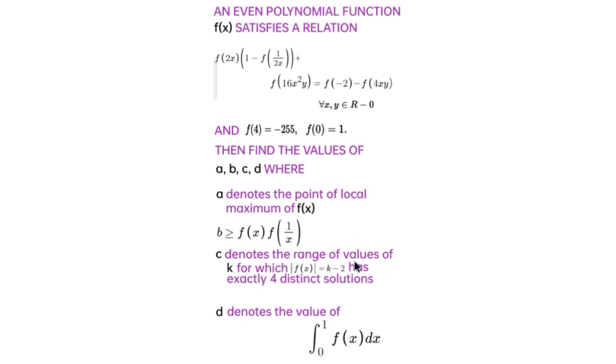And c denotes the range of values of k for which mod of f of x is equal to k minus 2 has exactly 4 distinct solutions. So for this f of x, mod of f of x should be equal to k minus 2, and this k should be taken in such a way that this equation will have 4 distinct solutions. So c denotes range. And d denotes the value of integral 0 to 1 f of x dx.